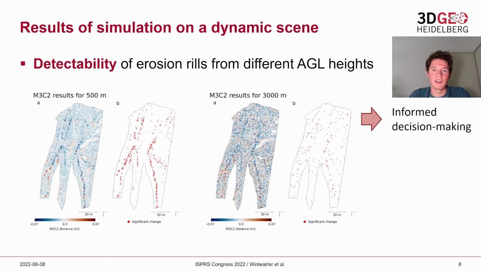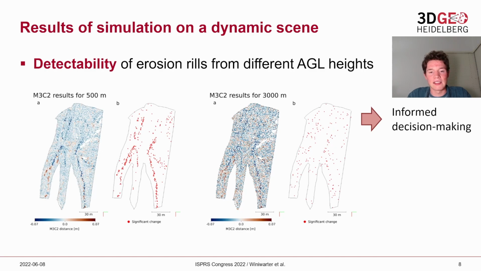If we now simulate on this time series, we can do this simulation from different altitudes and see how well we can detect the erosion rills. And that's what you see here on the left side, the result of an acquisition for a flying height of 500 meters, where you can clearly identify the erosion rills, both in the M3C2 distance plots as erosion and even accumulation on the leftmost of these rills, and also in the binary image of where change is detected as significant, so larger than the uncertainty associated.